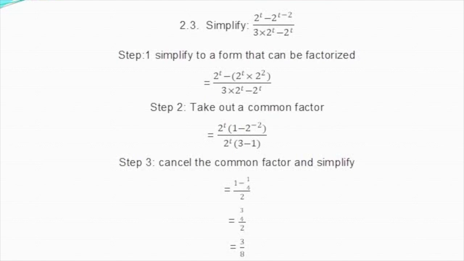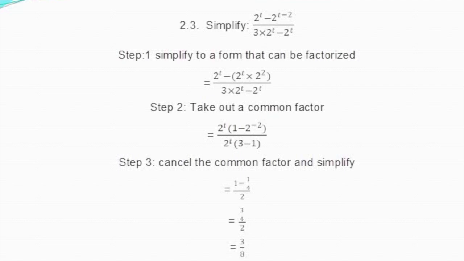So the next thing is for us to factorize. Then after we have factorized, we cancel the common factors. Now let's identify the common factors. The common factor for the numerator is 2 to the power t. Once we take 2 to the power t, how many are left? 1. And we are left with 2 to the power negative 2. So we are going to have 2 to the power t out in a bracket, 1 minus 2 to the power negative 2, bracket close. We do the same thing for the denominator.